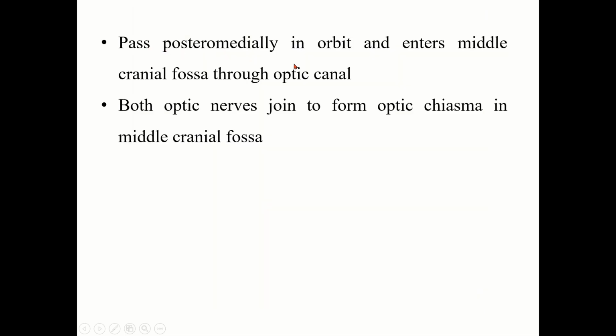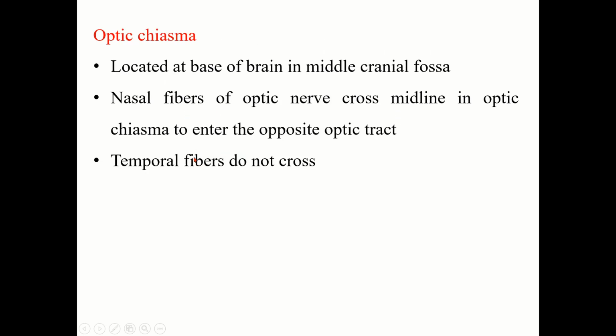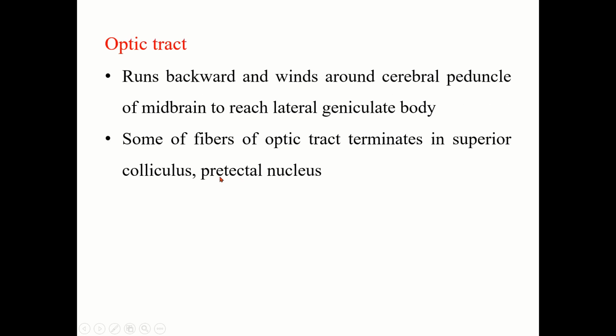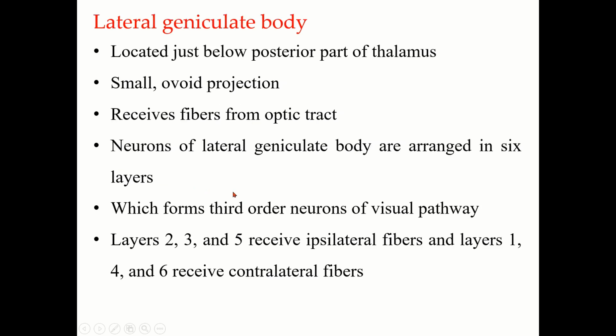So the nerves pass posteromedially in the orbit and enter the middle cranial fossa through the optic canal. Both optic nerves join to form the optic chiasma in the middle cranial fossa. So this optic chiasma is located at the base of the brain. Nasal fibers of the optic nerve cross the midline in the optic chiasma to enter the opposite optic tract. Temporal fibers do not cross. So the optic tract runs backwards and winds around the cerebral peduncle of the midbrain to reach the lateral geniculate body. Some fibers of the optic tract terminate in the superior colliculus and pretectal nucleus.